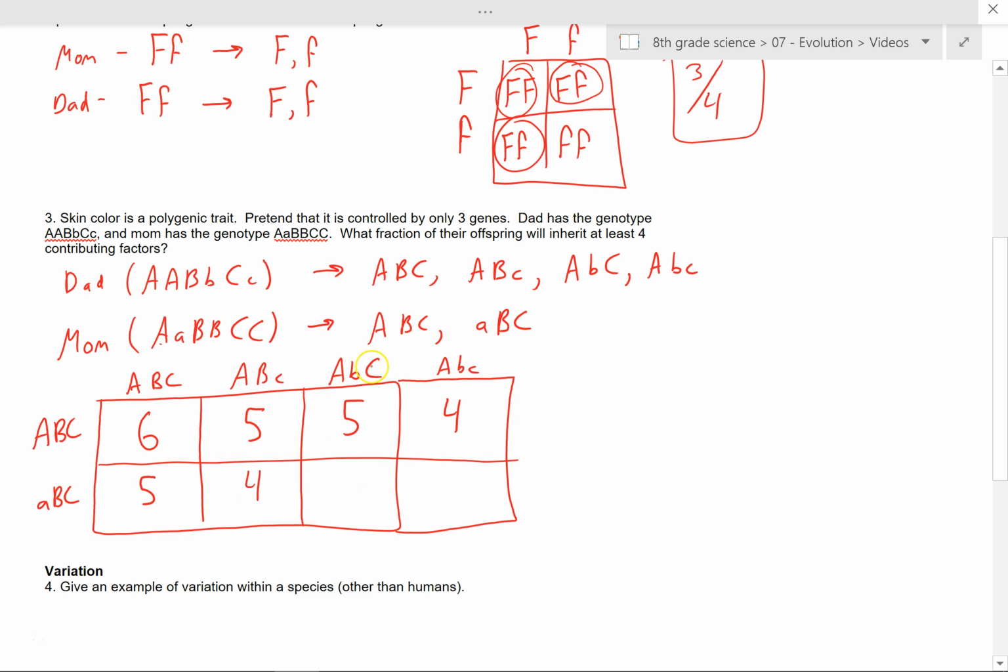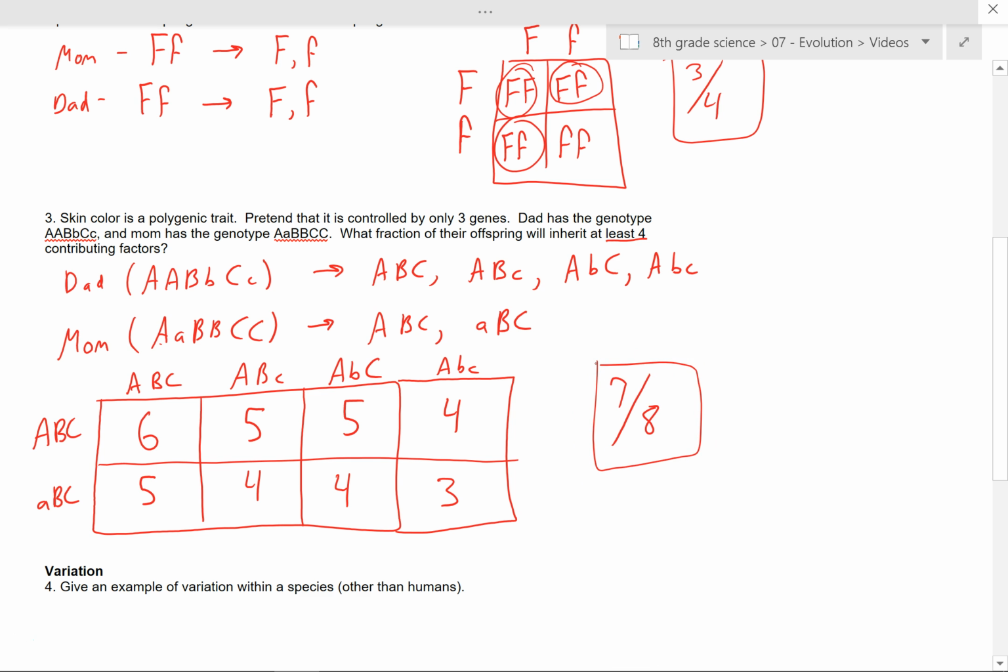Here we have 1, 2 from dad, 1, 2 from mom, 4 total. And here we have 1 from dad and 2 from mom, that's 3 total. The question asks how many will have at least 4 contributing factors. Well, that's all of them except this one right here. So we've got 7 out of the 8 possible would have at least 4 contributing factors.